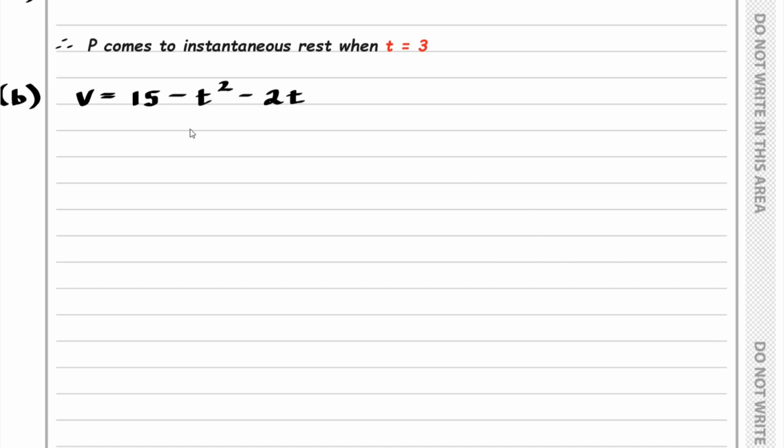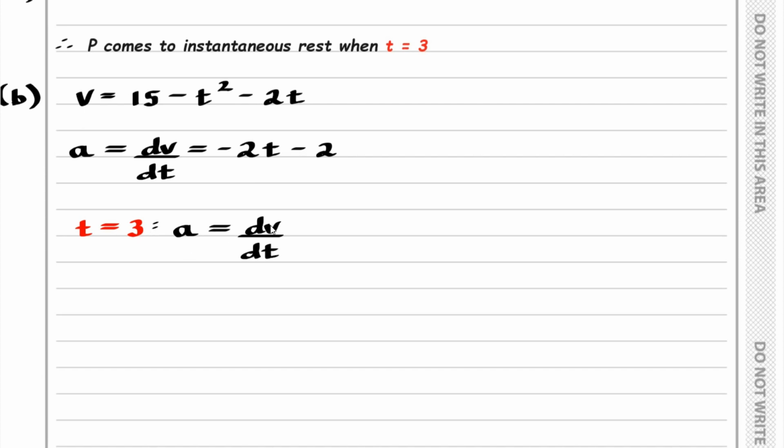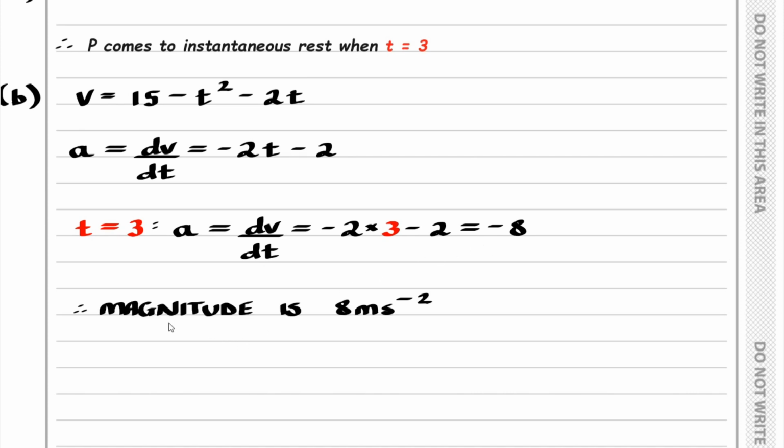So, we know that v = 15 − t² − 2t, and the acceleration is given by dv/dt, and if I differentiate v, we end up with −2t − 2. So, when t equals 3, a, which is equal to dv/dt, is −2 × 3 − 2, which is −8, which means the magnitude of the acceleration is 8 meters per second squared.